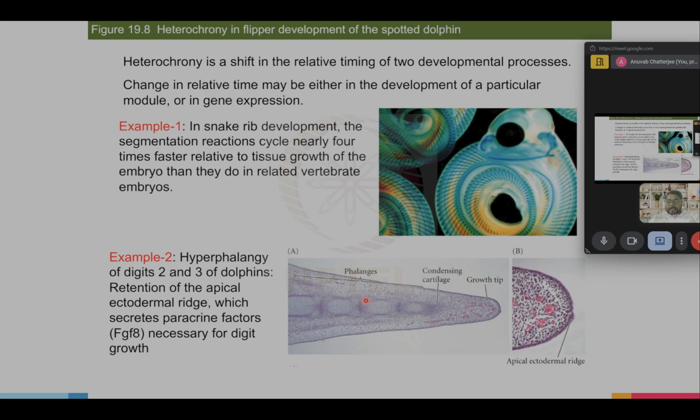vertebrates? The answer is that this is again heterochrony taking place, where the growth of the phalanges occurs really fast as compared to other tissues in the body, which causes the growth of the phalanges to keep pace with the development of the body. So again, there is a change in relative timing of the developmental processes, which is heterochrony.